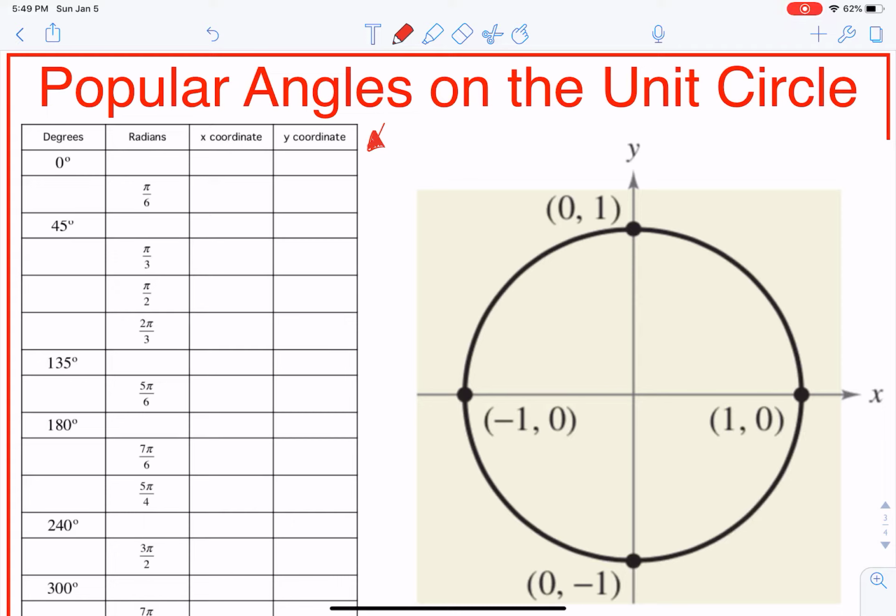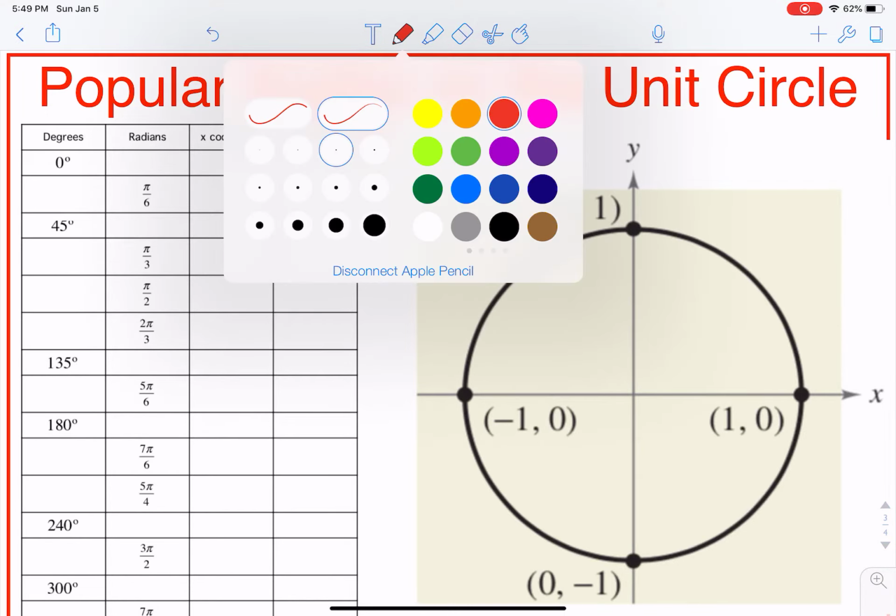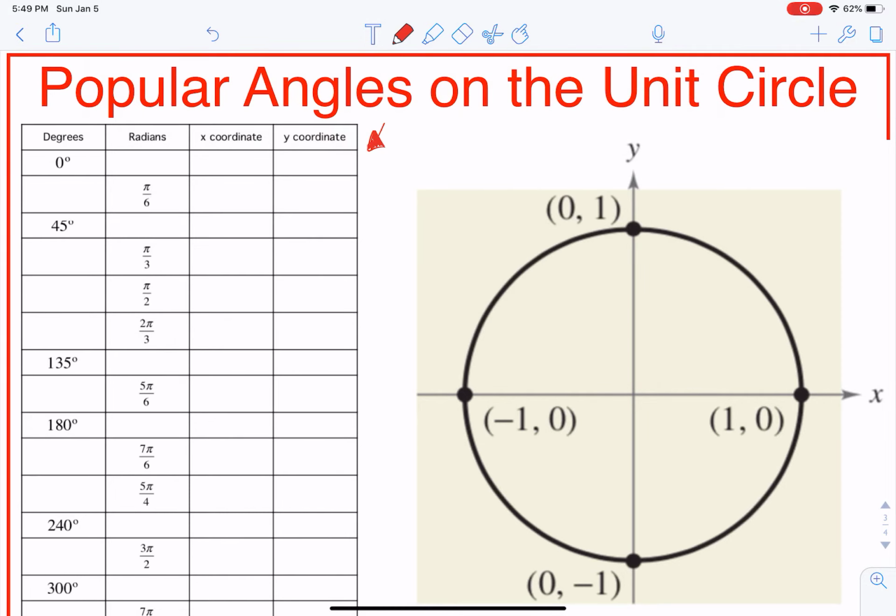So looking here at 0 degrees, let me make my line a little bit thicker here. Here would be my angle of 0 degrees. I know that that's also 0 radians, and my x-coordinate here is 1, so here's where it lies on the unit circle. So when we're talking about these coordinates here in these two columns, we're talking about where it lies on the unit circle. So my x-coordinate is 1, and my y-coordinate is 0.